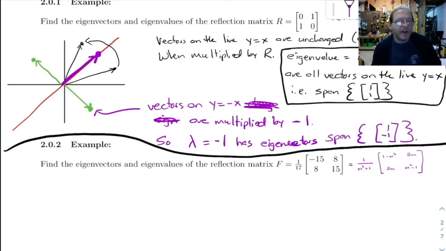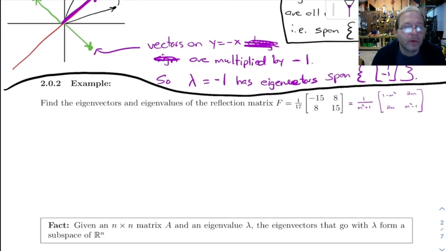All right, let's look at finding the eigenvalues and eigenvectors of the reflection matrix given here in example 202. Now, I'm telling you that this is a reflection matrix, and so we need to figure out what's the line that's being reflected over.